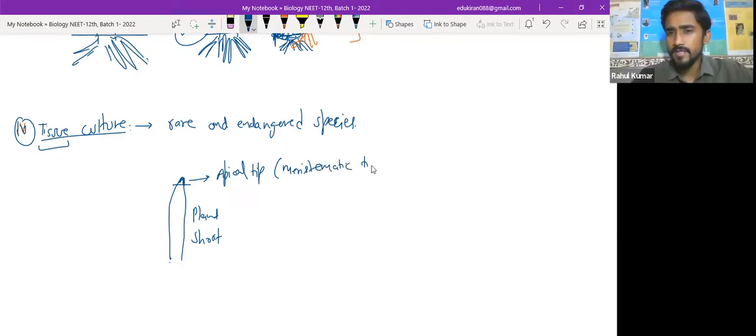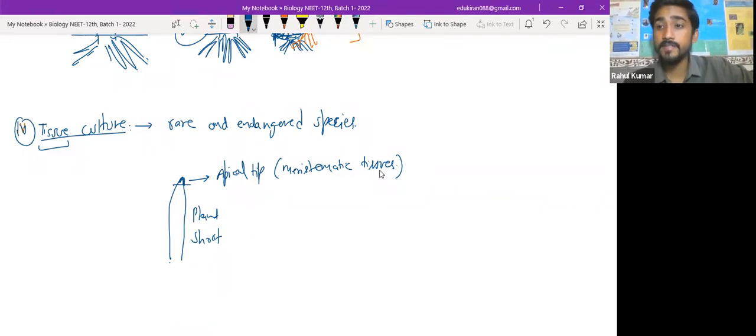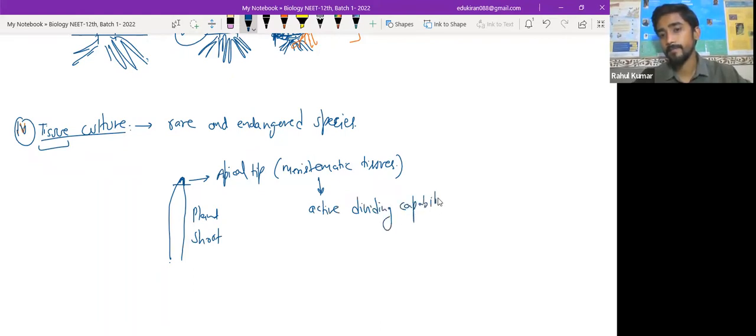Meristematic tissues. What is the speciality of meristematic tissues, Arthur? They are continuously dividing. They help in the growth of the plant. Yes, they continuously divide. So they have this ability to rapidly divide and form more structures. Meristematic tissues can still differentiate and divide. So they have active dividing capability. The tissue that we choose for tissue culture should be chosen carefully, so that it has active dividing capability. Correct, Atif?